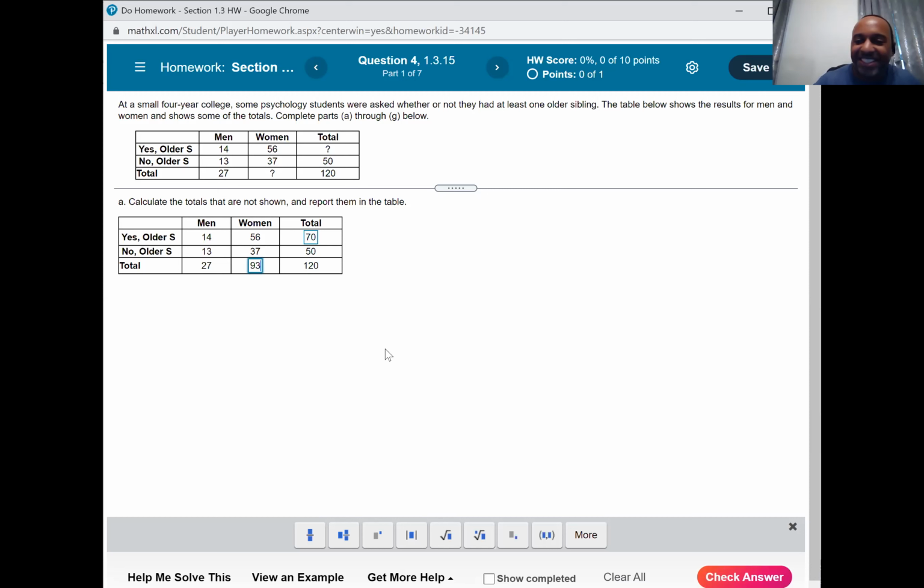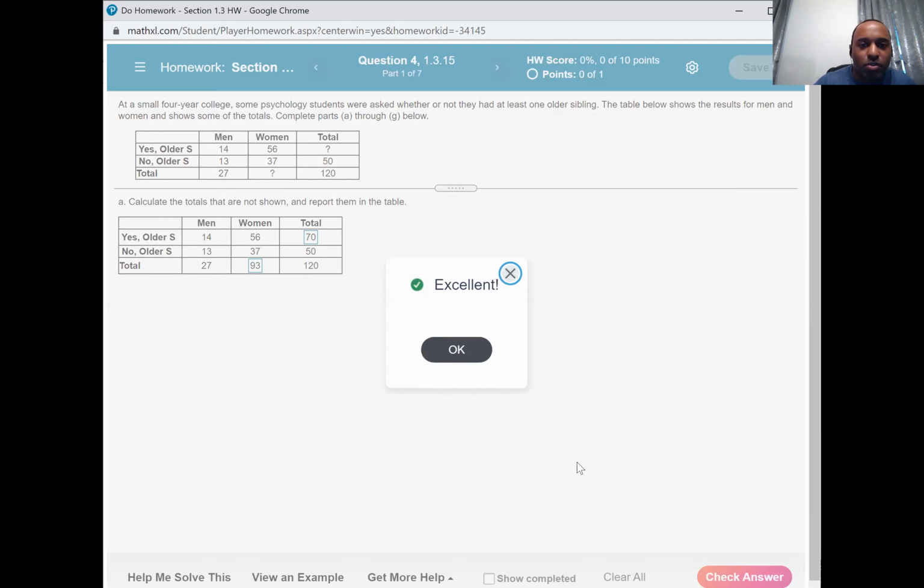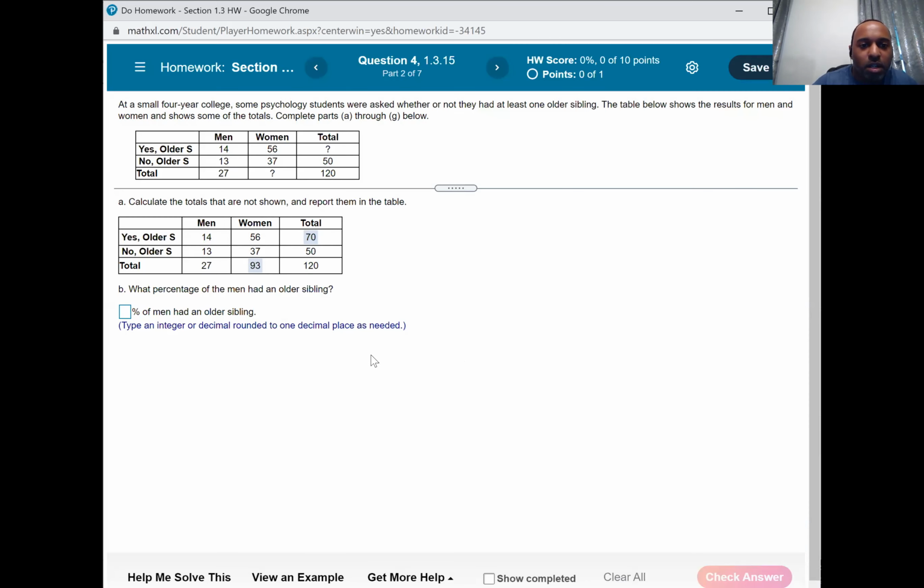All right, so let me go ahead and get to it. This is where I'm at, man. So if anybody has any questions about anything that I'm doing, please let me know. So right now we're just filling in the chart. So I add those together, got 70, subtract 27 from 120, and got 93, so that should be right.